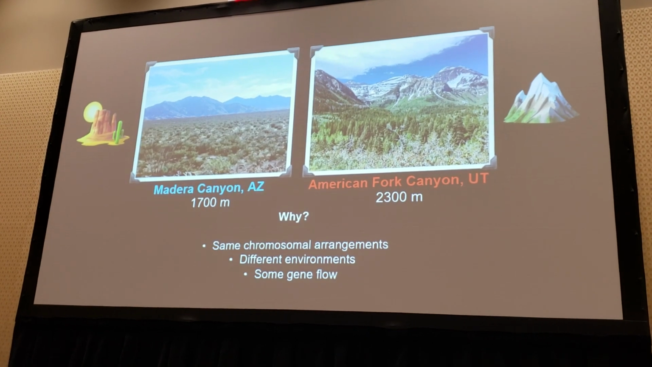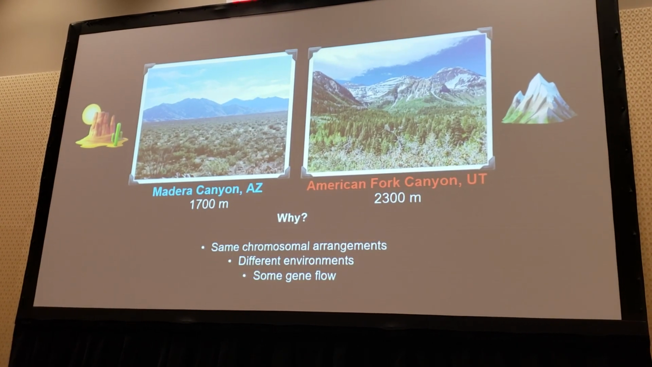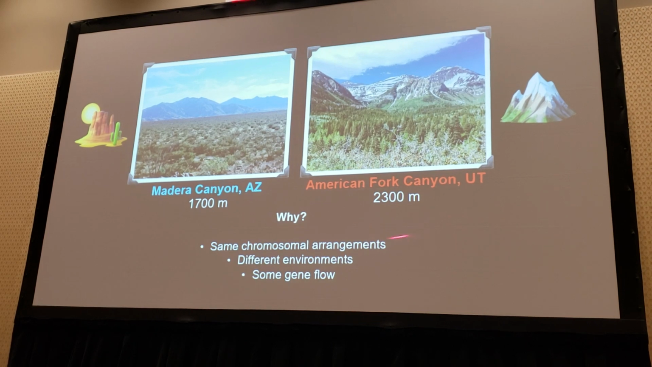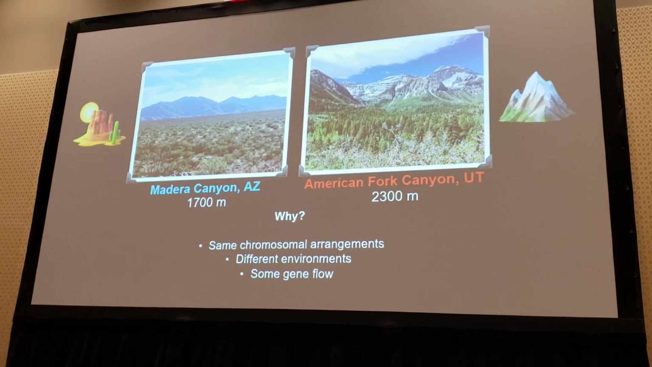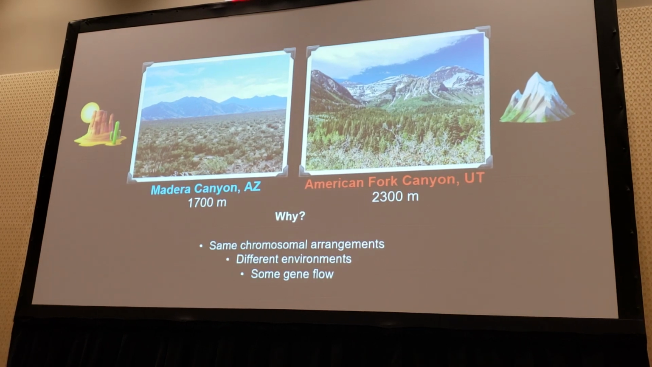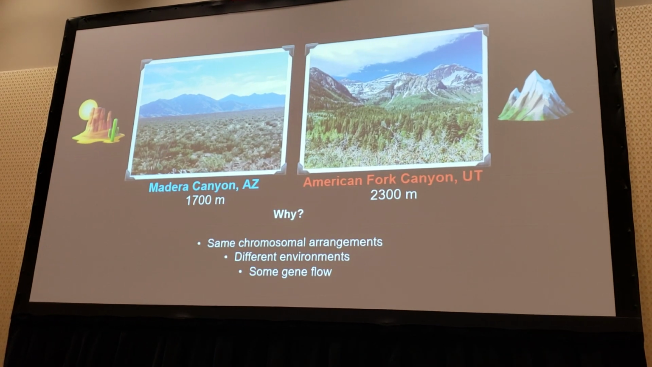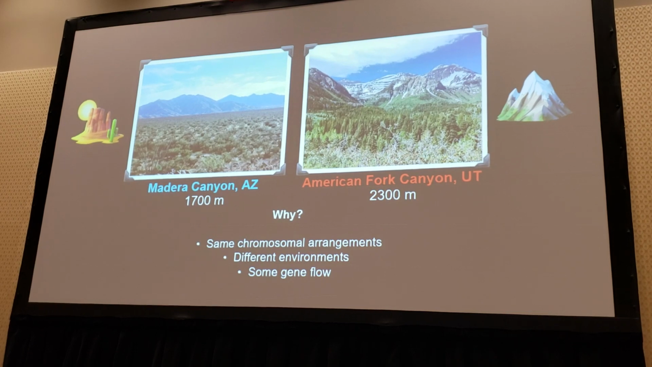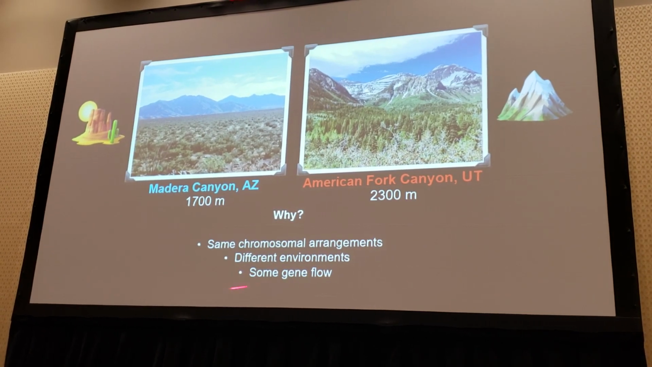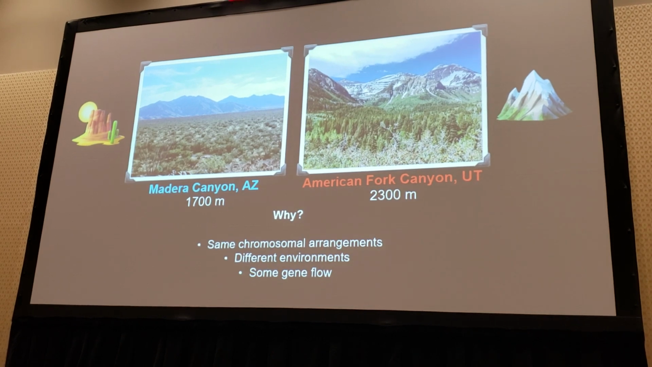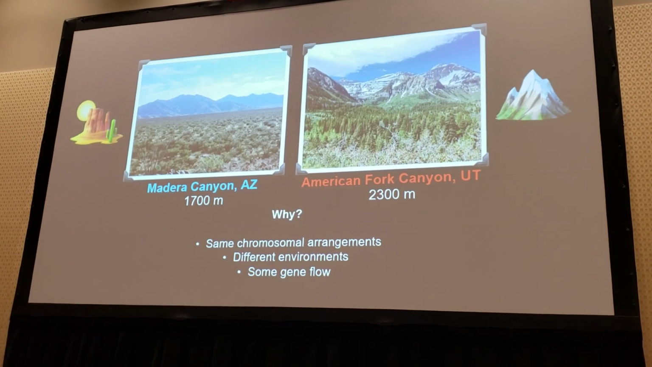So why these particular populations? First of all, there's not any large differences in chromosomal arrangement, like large segregating inversions. We didn't really have to deal with the differences that may be caused by those, although those are probably important modulators of recombination in natural populations. They also have different environments, so there's scope for divergent selection. There's also some gene flow, which will be important for looking for selection, which we'll go into later.